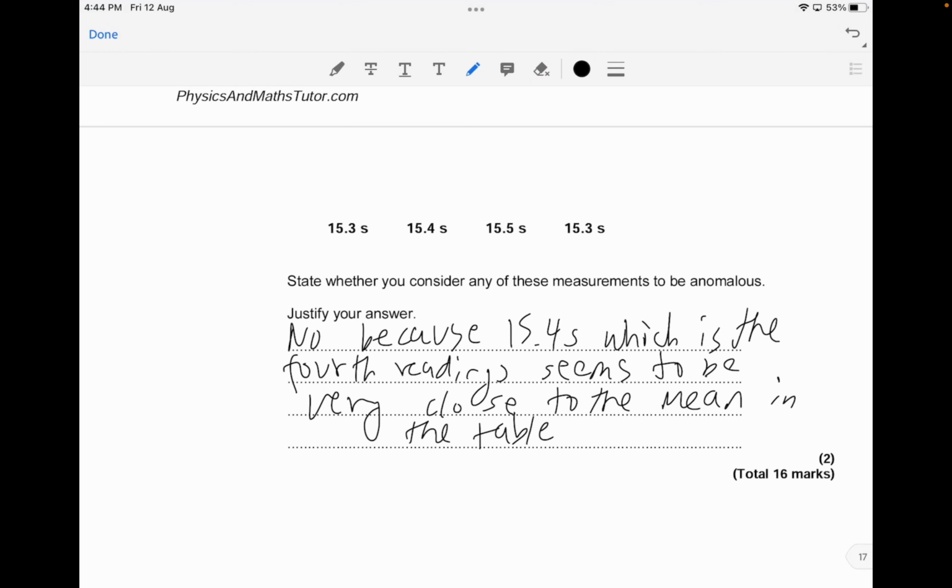Now the range of data could be that 0.2 seconds is very small, or you can say that the variation in data is expected, but it's basically no, because 15.4 seconds, which is the fourth reading, seems to be very close to the mean in the table. As I've shown you, 15.4 is there in the table as the mean.